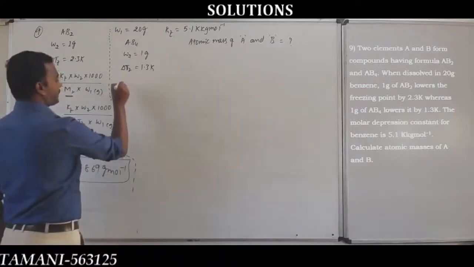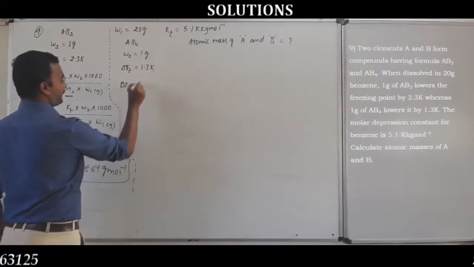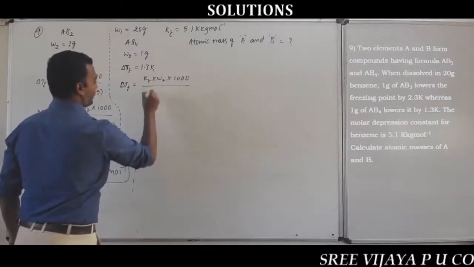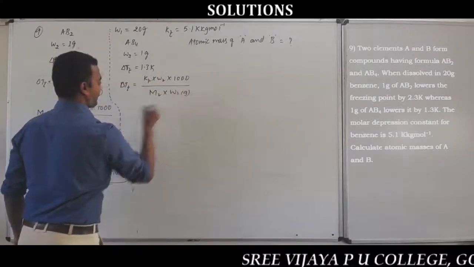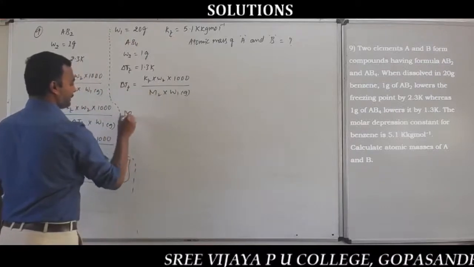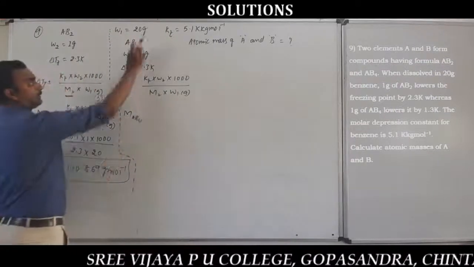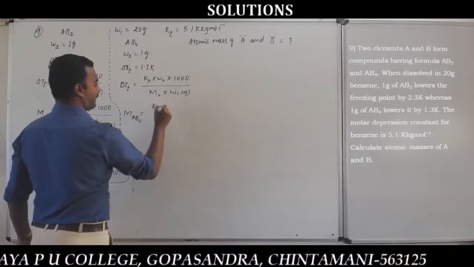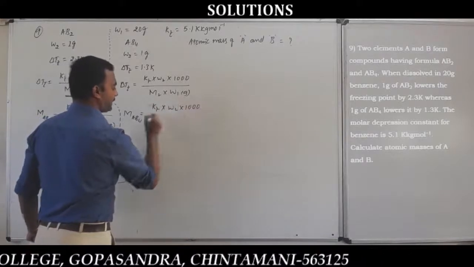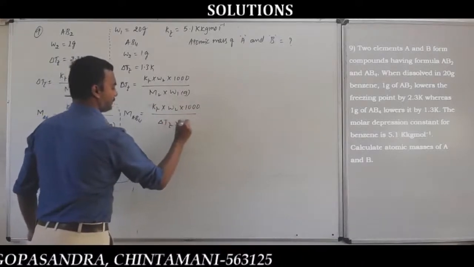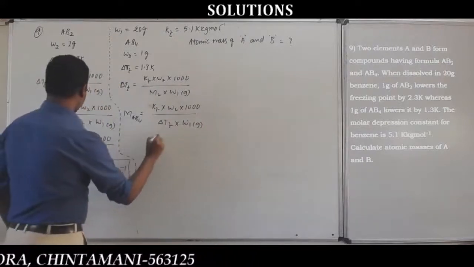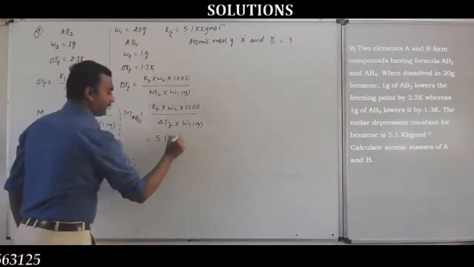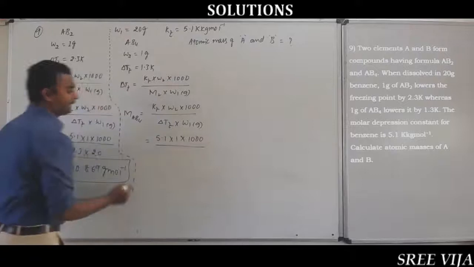Next, find the molar mass of AB4. Delta Tf is equal to Kf into W2 into 1000 whole divided by M2 into W1 in grams. Again M2 is nothing but the molar mass of AB4. So that is equal to Kf into W2 into 1000 divided by delta Tf into W1 in grams. What is the Kf value? Kf value is 5.1, into W2, which is 1 gram of AB4, into 1000 whole divided by delta Tf.